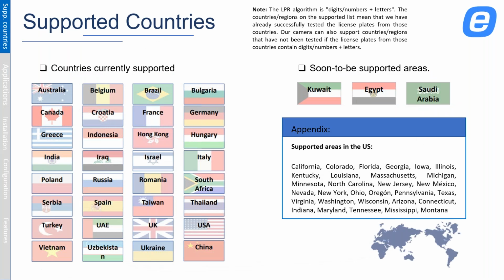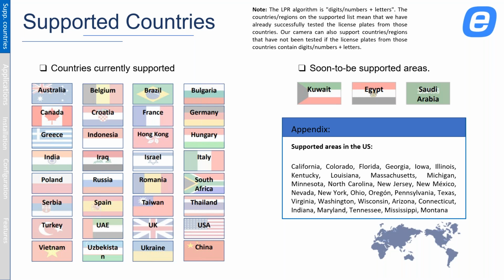These are some of the supported countries. It's not going to be all of them. So some of them will be Australia, Belgium, Brazil, Bulgaria, Canada, Croatia, France, Germany, Greece, Indonesia, Hong Kong, Hungary, and the list goes on. The soon-to-be supported areas are Kuwait, Egypt, and Saudi Arabia.